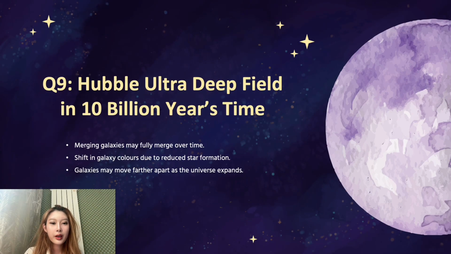If we observed the Hubble Ultra Deep Field in 10 billion years, we might see some significant changes. For example, some galaxies that are currently merging would be fully merged by then. Additionally, due to the reduced rate of star formation, the overall color of the galaxies could shift towards yellow or red, and we may see an increase in the number of large elliptical galaxies. Lastly, as the universe continues to expand, galaxies may move further apart, and the redshift of their light could become more pronounced.